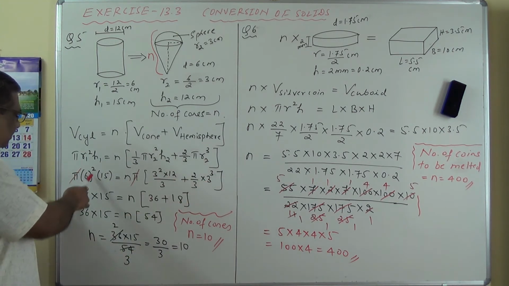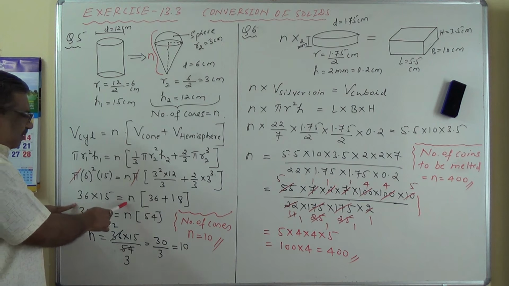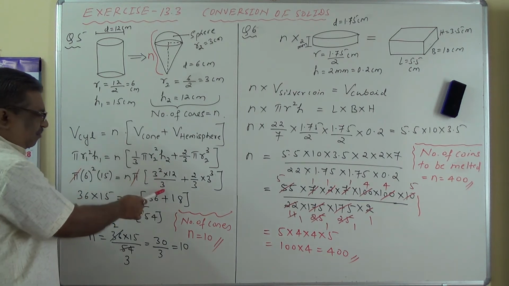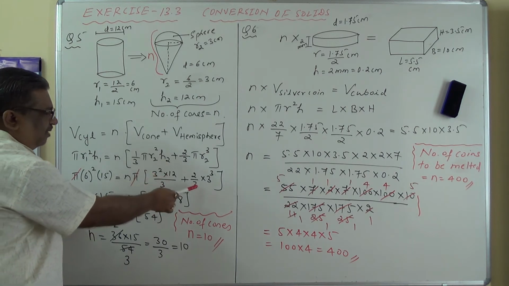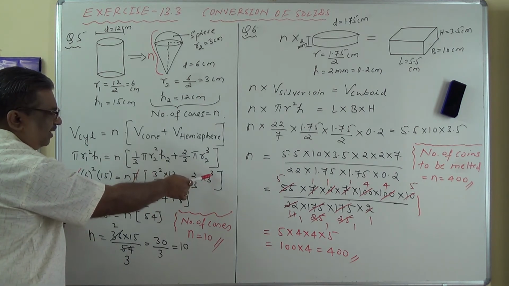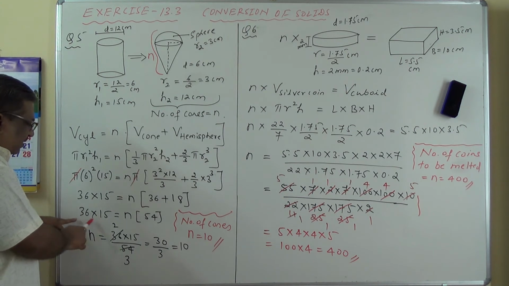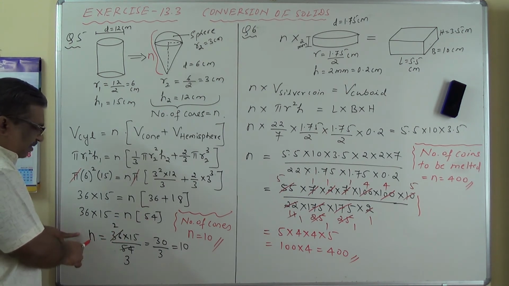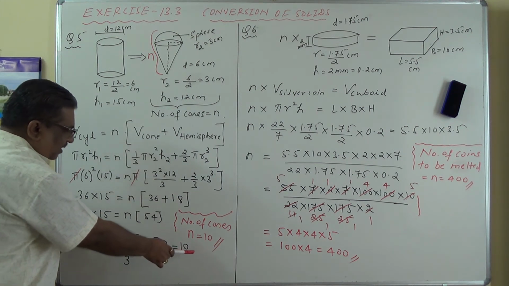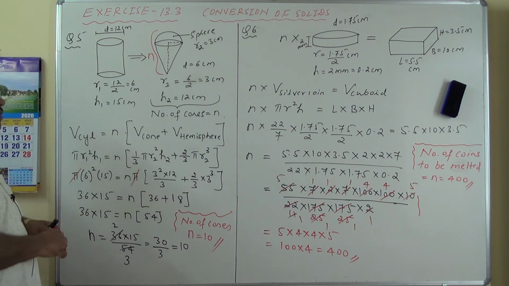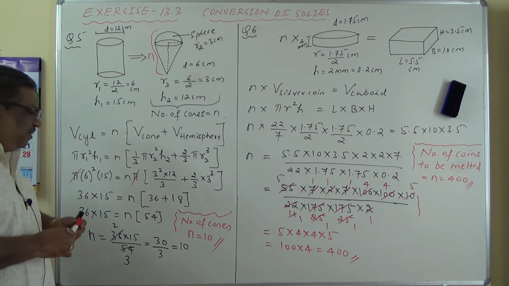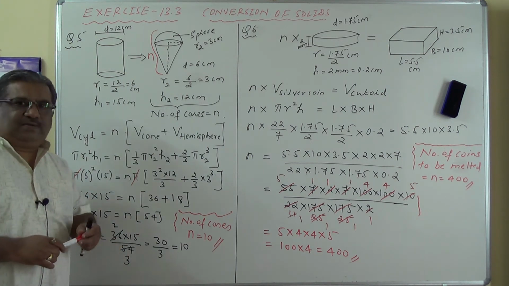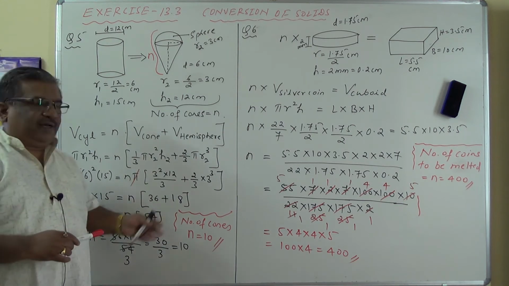Now this is 36 into 15 is equal to n times, 3 goes here, 3 remains, 3 into 12 is 36, and 3 goes here, 3 square is 9 into 2 is 18. So 36 into 15 is n into 54. So if you work out, number of cones is equal to 30/3, finally 10. So number of cones with which the ice cream is filled up is equal to 10 cones. Okay, I hope you understand this. Make a note of this.